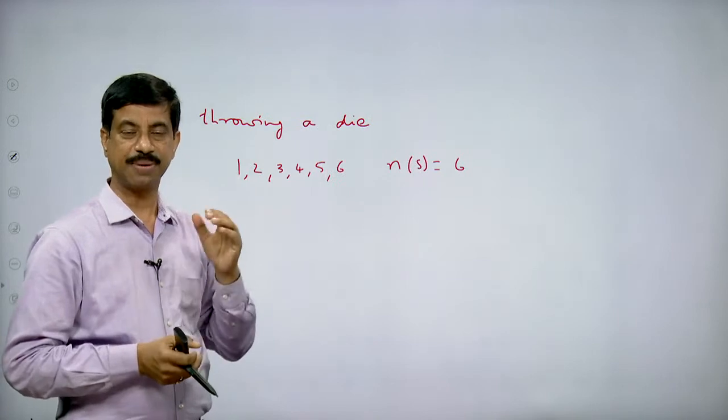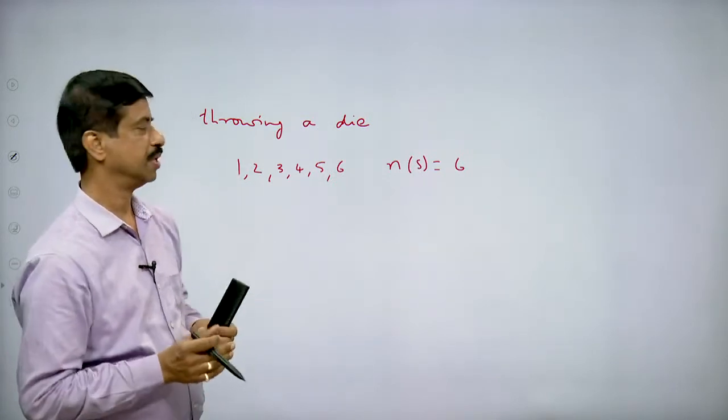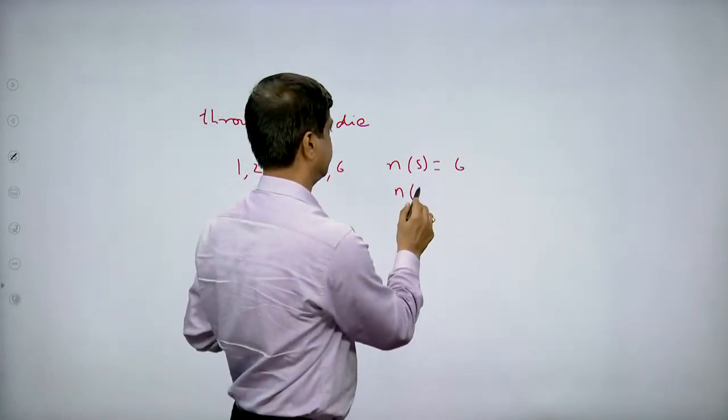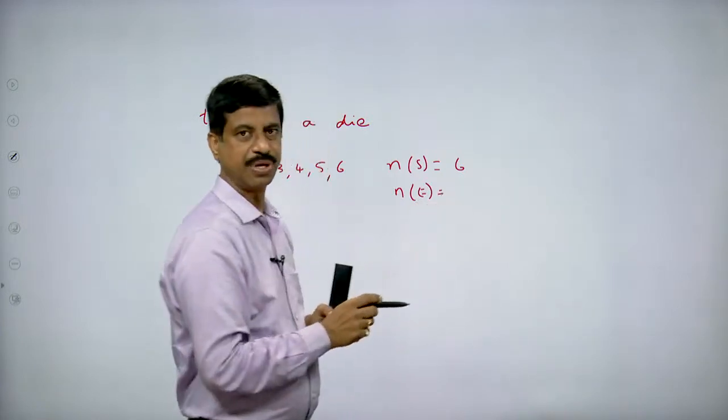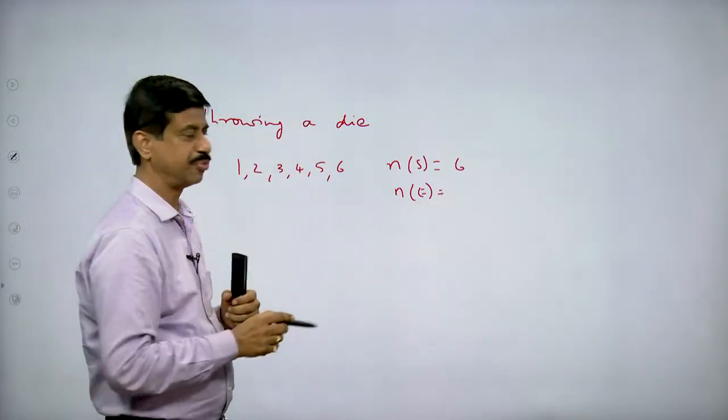I say I want an odd number on the die. If I throw it once, I may want an odd number. So the favorable events are n of e. How many odd numbers do we have? 3.